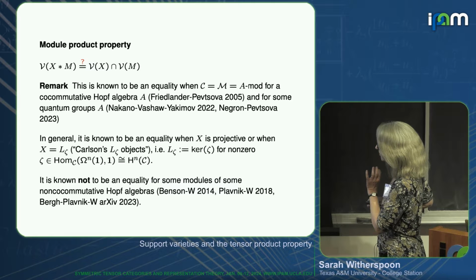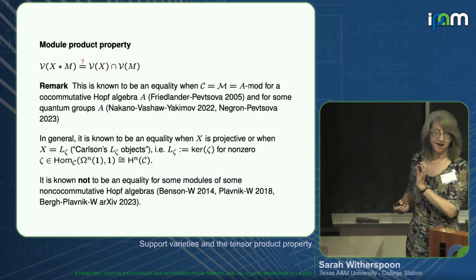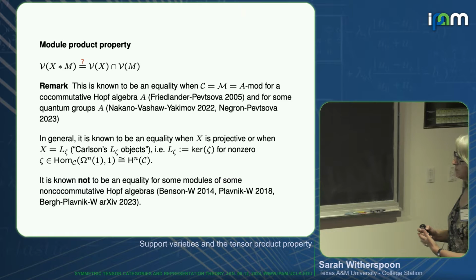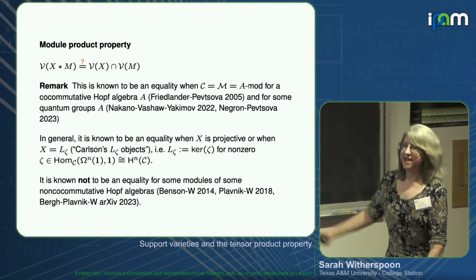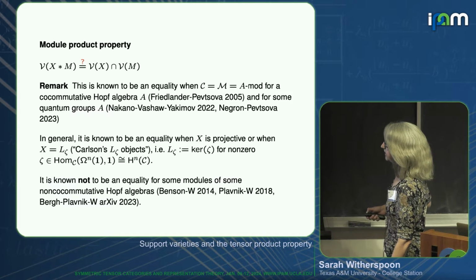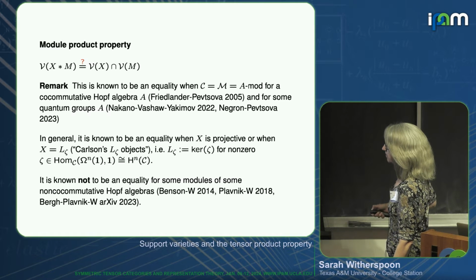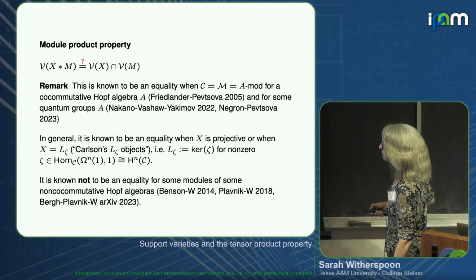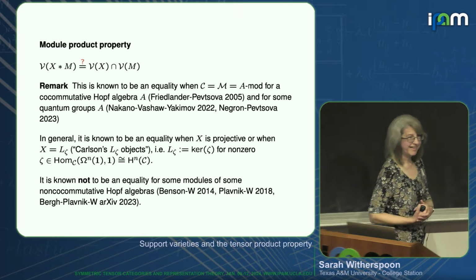So any finite tensor category, module category, as long as you take X to be one of these Carlson's L zeta objects. So these were originally defined in the finite group representation setting by Jon Carlson. They're defined in exactly the same way in this general setting. You take zeta to be an element of your cohomology ring, identify it with a homomorphism, this omega, and that's the syzygy operator, or the shift functor. So identify it with a homomorphism from the shift of the unit object to itself, and take the kernel. That's it. That's L zeta.